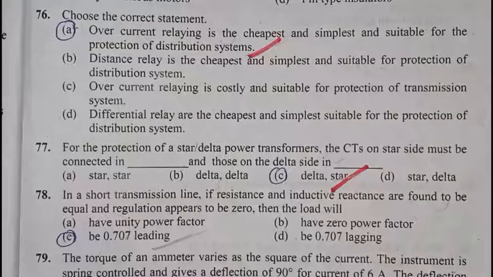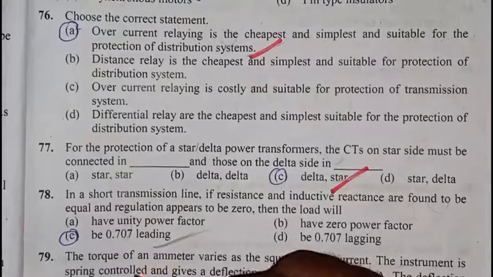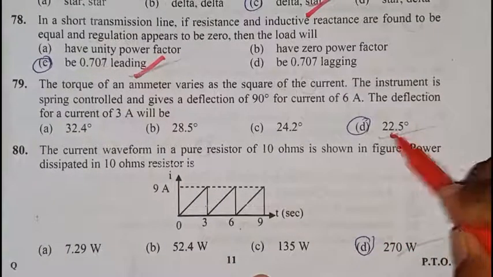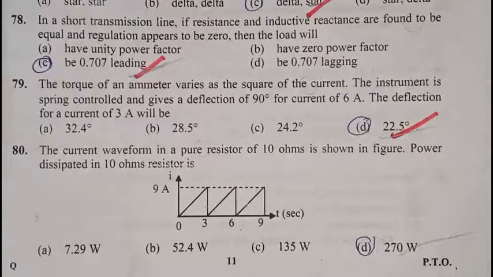Question number 78. In a short transmission line, if resistance and inductive reactance are found to be equal and regulation appears to be 0, then the load will. Answer option C. Question number 79. The torque of an ammeter varies as the square of the current. The instrument is spring controlled and gives a deflection of 90 degrees for current of 6 amps. The deflection for a current of 3 amps will be. Answer option D, 22.5 degrees.